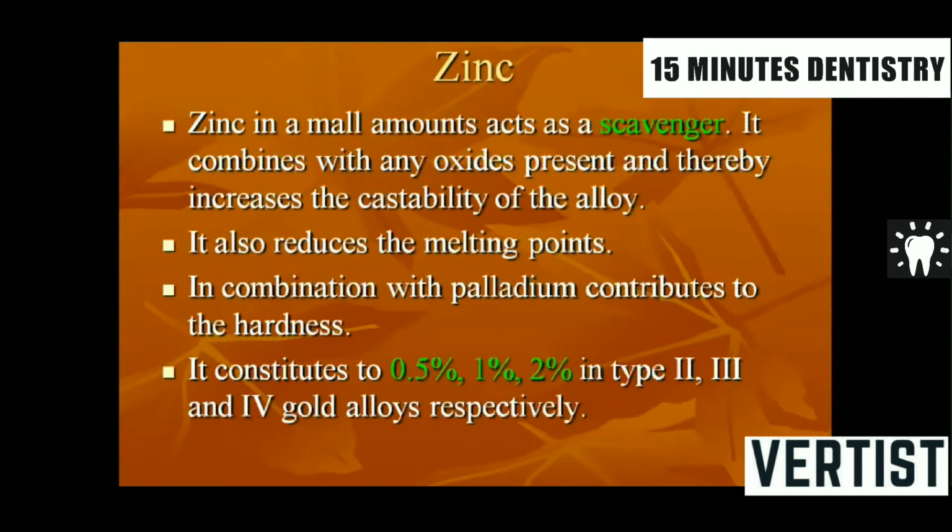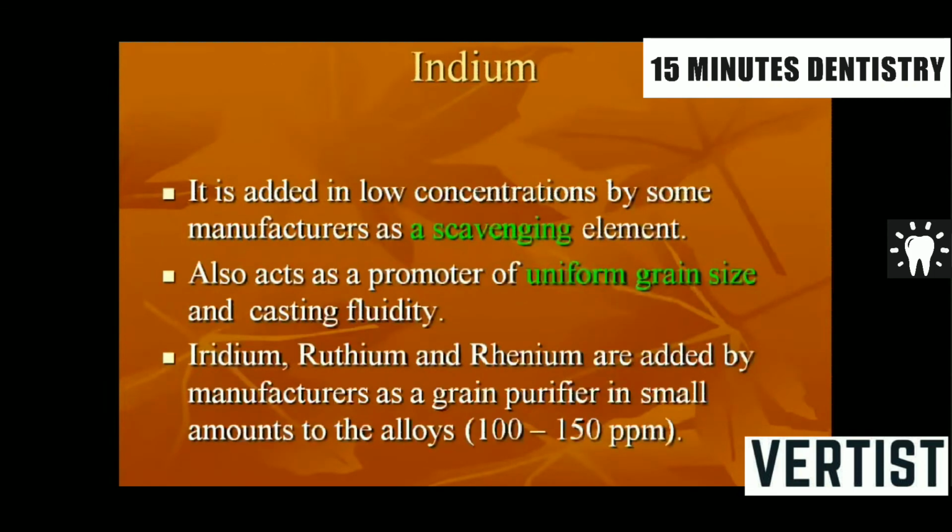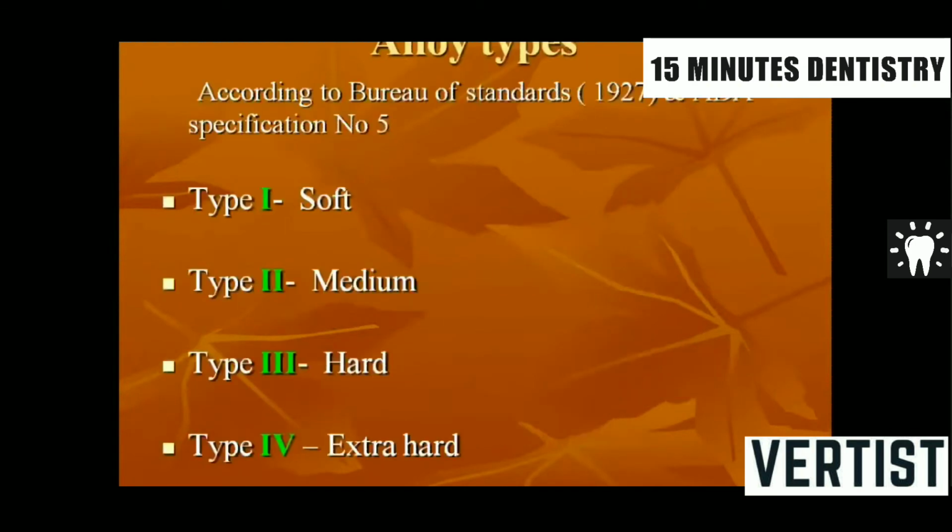Zinc is added. All of us know from the topic of amalgam, you must have read, zinc has a scavenging action. 0.5 to 2% of zinc is usually added to cast gold alloys. Indium is a grain refiner; those who have studied metallurgy will understand that it promotes a uniform grain size. That's the role of indium.